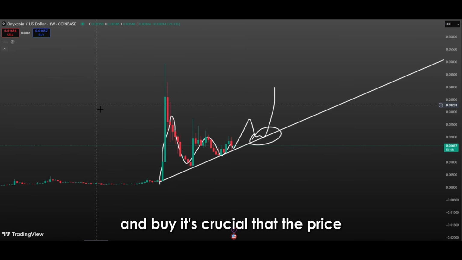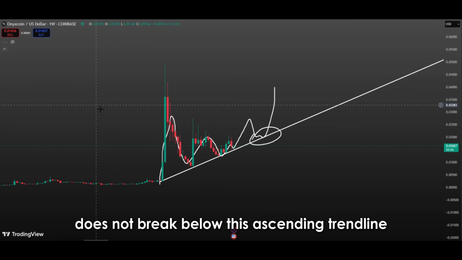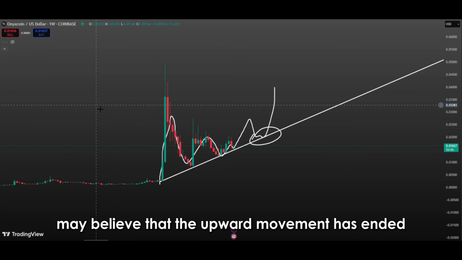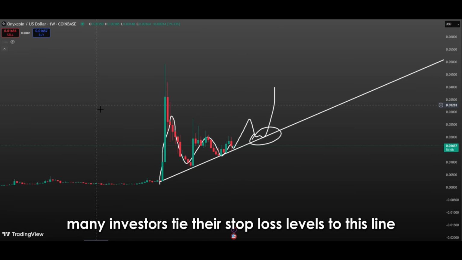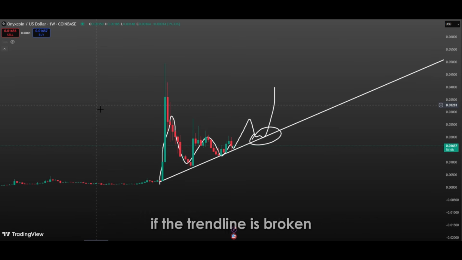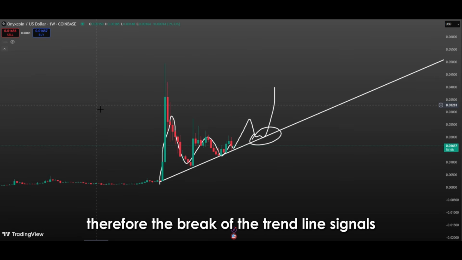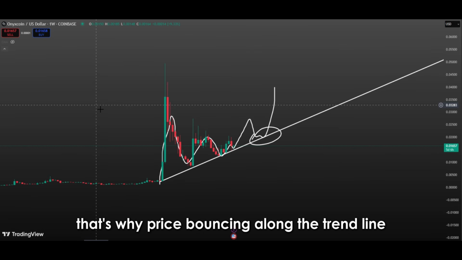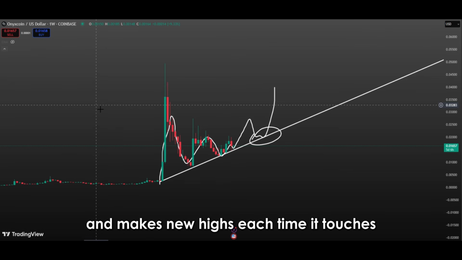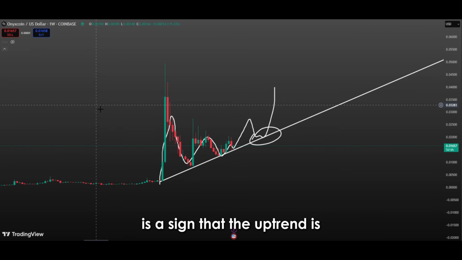It's crucial that the price does not break below this ascending trend line. If it does, many investors may believe that the upward movement has ended, leading to panic selling. Many investors tie their stop-loss levels to this line. If the trend line is broken, those stop orders are triggered, increasing selling pressure. Therefore, the break of the trend line signals not only a technical reversal, but also the loss of psychological support. That's why price bouncing along the trend line, meaning it reacts upward and makes new highs each time it touches, is a sign that the uptrend is continuing in a healthy way.